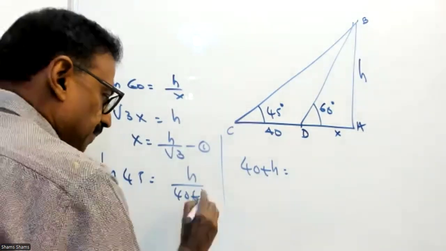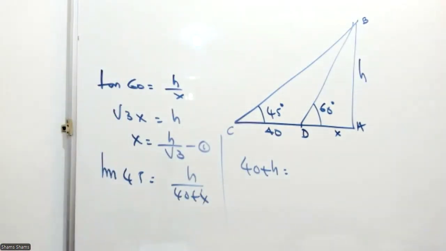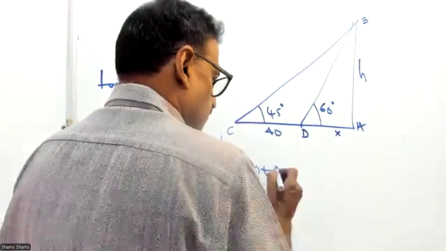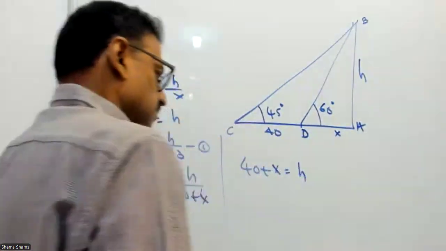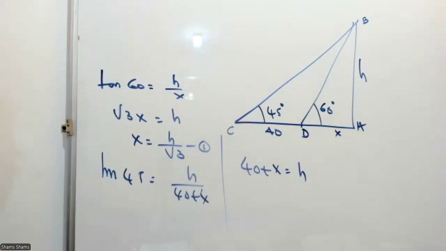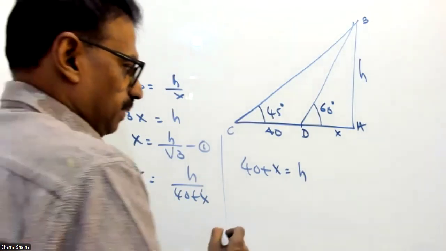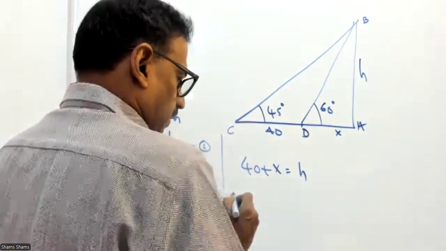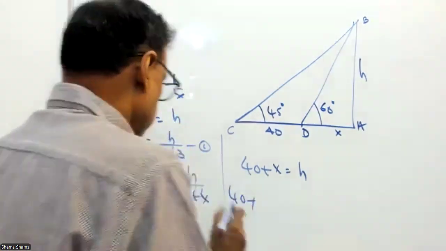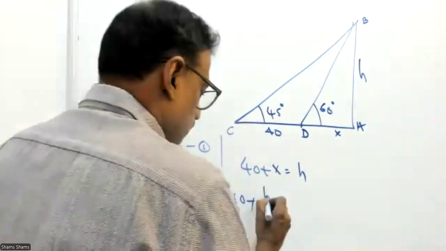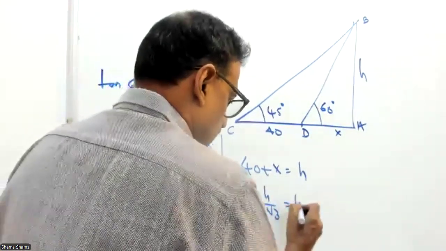40 plus x. Okay, tan 45 equal to h by 40 plus x. So 40 plus x equal to h. Now we have to find out h, correct? Okay, so 40 plus x, x is h by root 3, equal to h.